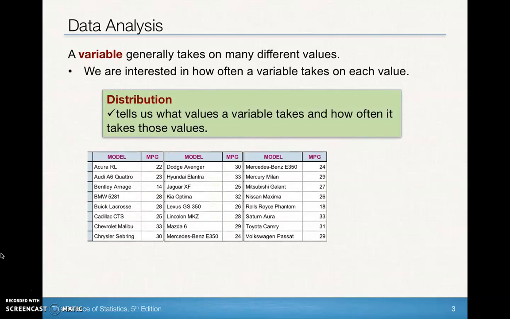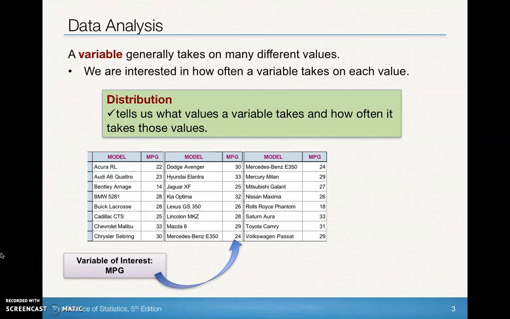So a variable can have many different values, and when you show your variables in a table or graph, we call that a distribution. So it tells us what values your variable has and how often it has that particular value. So for example, the Acura RL car has 22 miles per gallon. So you've got a variable and a value of that variable, and in fact miles per gallon is a variable itself. So the one we care about is the miles per gallon.